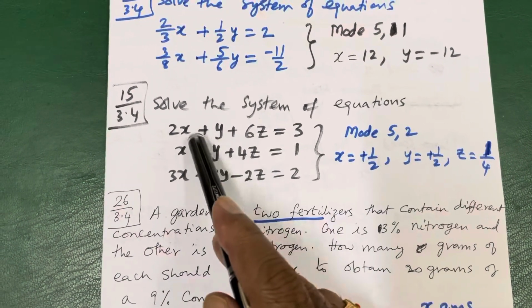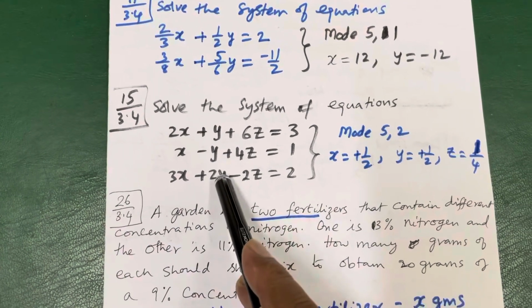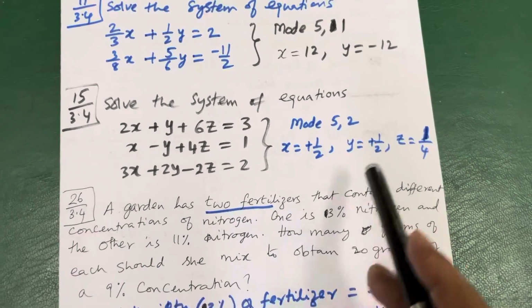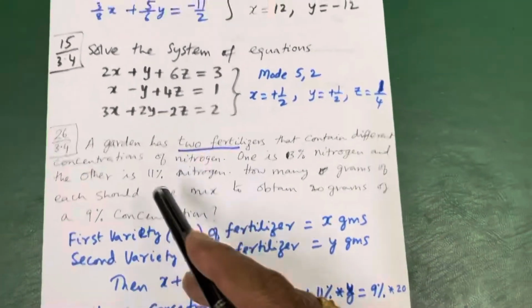Here is a system of equations with three unknowns. So three variables x, y, z with three equations. How to solve this? The same logic with the calculator, modify 2, you get the answers. Now let us see some application problems.